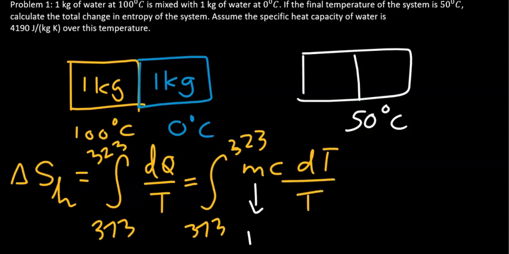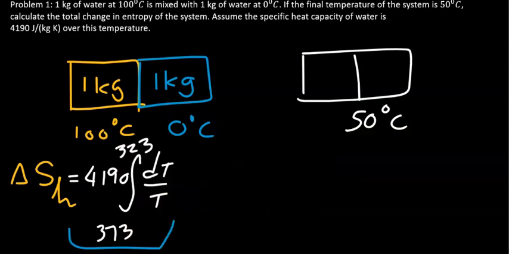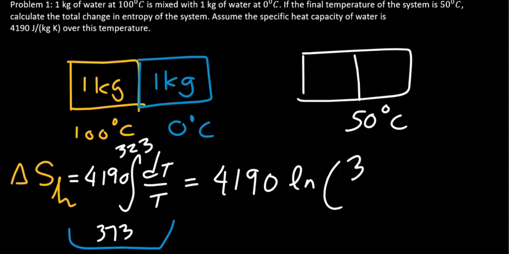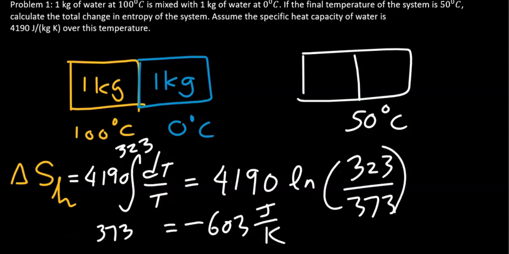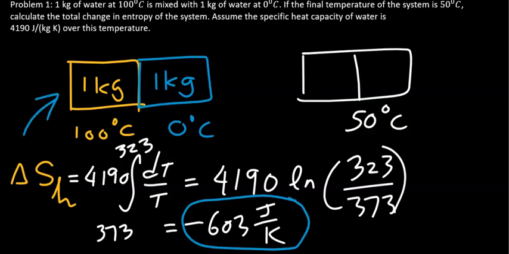M is 1 kg, C is a constant, 4,190, and putting everything together we have the following result, which can then be integrated to give you the natural log of 323 over 373, which will give you minus 603 joules per Kelvin. Now this is only the contribution from the hot water.